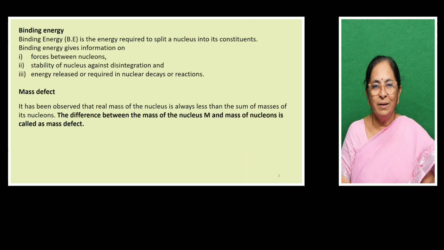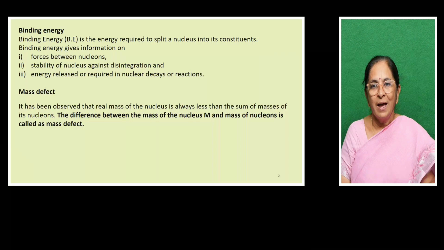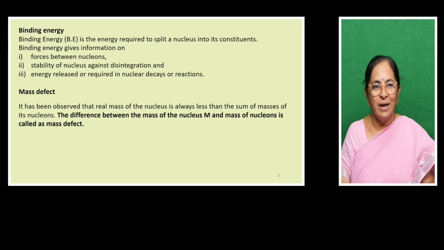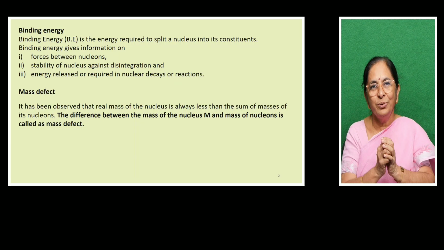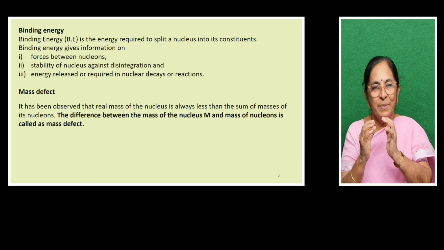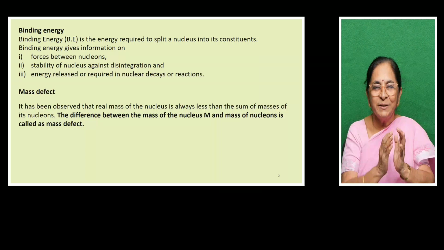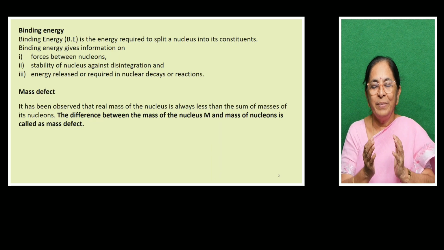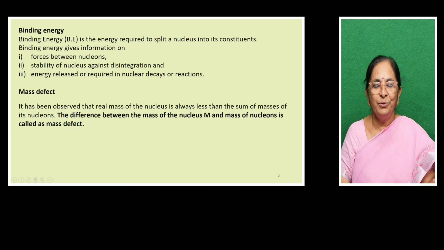The difference between the mass of the nucleus M and the mass of nucleons is called mass defect. There is a defect. Protons and neutrons only make the nucleus, so we expect that the mass of the nucleons together must be equal to the mass of the nucleus. But when we make the measurement, we find that the mass of the nucleus is always lesser than the mass of the nucleons. Nucleons are nothing but the protons and the neutrons. This can be represented by a formula, mass defect equal to delta m, a small difference.